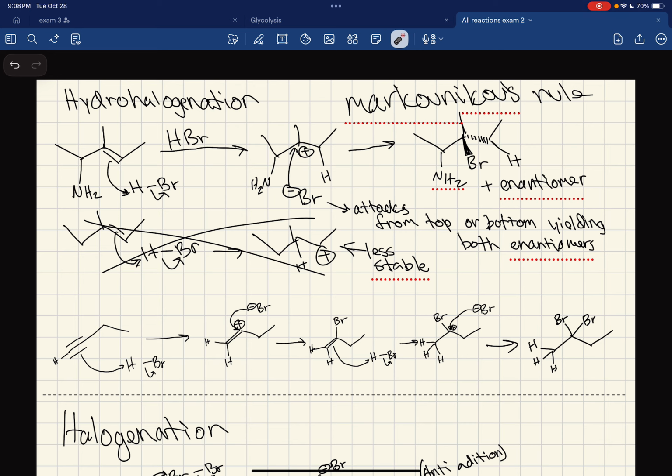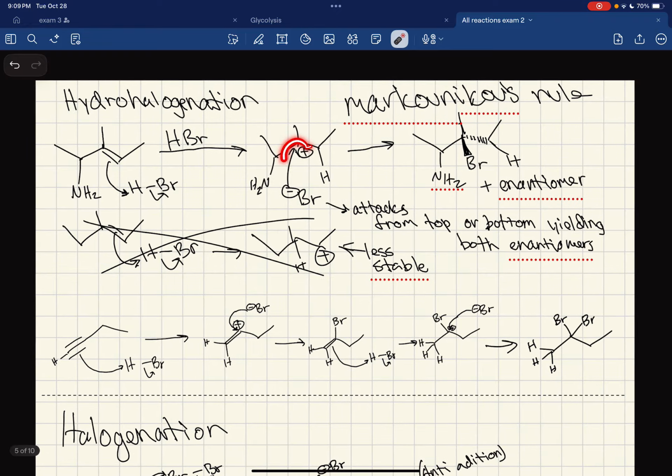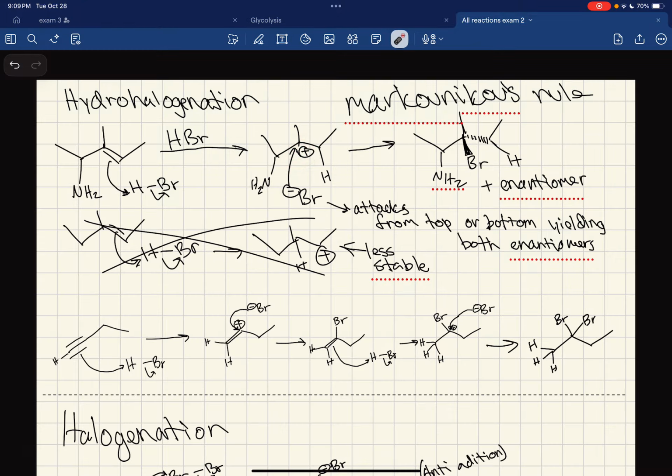Hydrohalogenation. With this, you're going to need a strong acid. The double bond is going to act like a nucleophile and attack the acid, which is the electrophile, and then it's going to form a carbocation, which will always be on the more substituted carbon. So you have this possible carbocation and this possible carbocation as seen right here. This leads to a secondary carbocation right here. This one's a tertiary. So this does not happen, but this does. And that's called Markovnikov's rule.